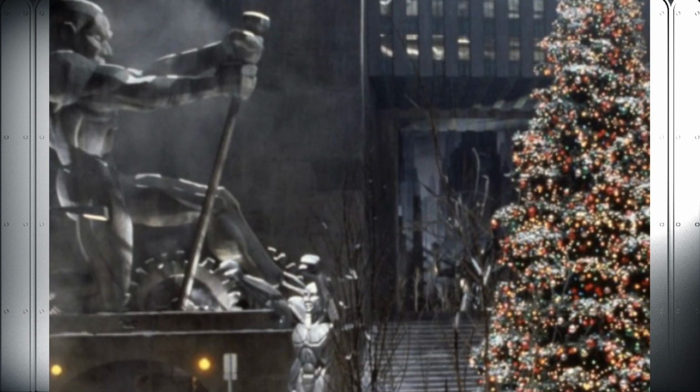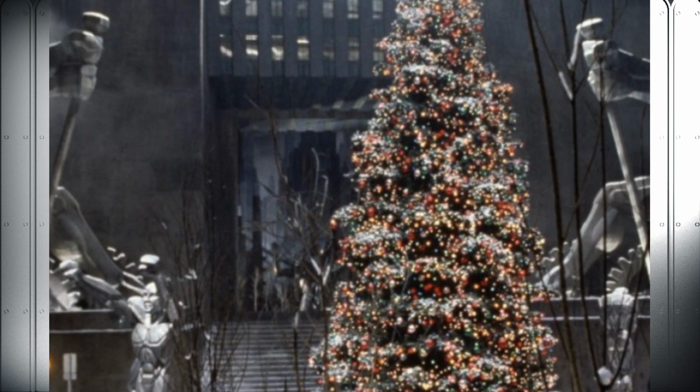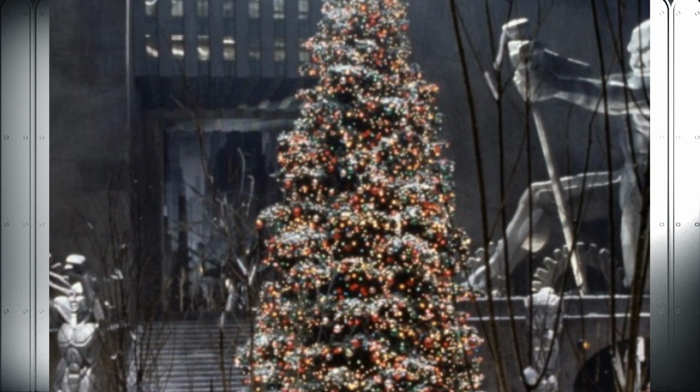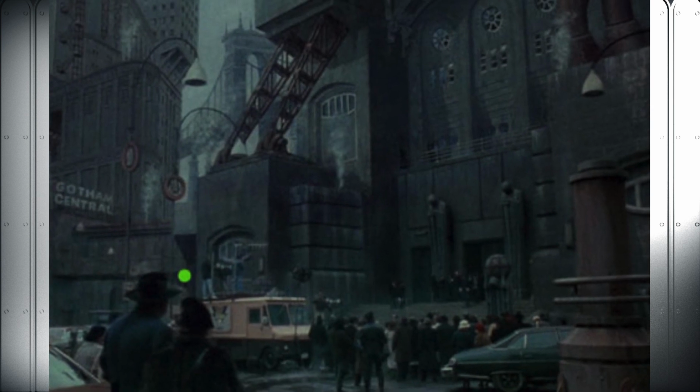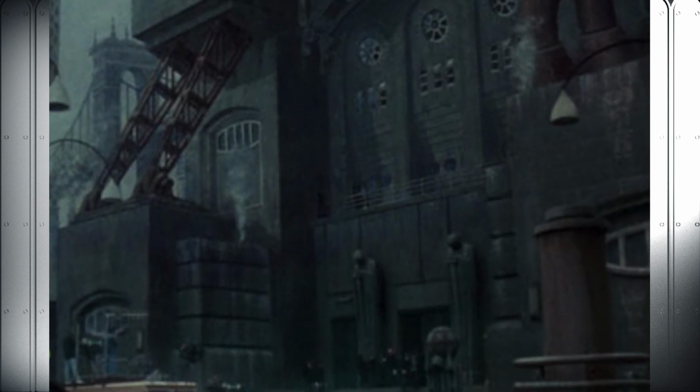In addition, the large-scale statues that look like those of the fascist Soviet era only add to this industrial and oppressive feel. Perhaps this suggests that Gotham is oppressed, trapped in the vice-like grip that is criminality.